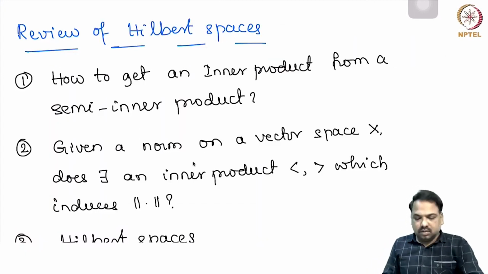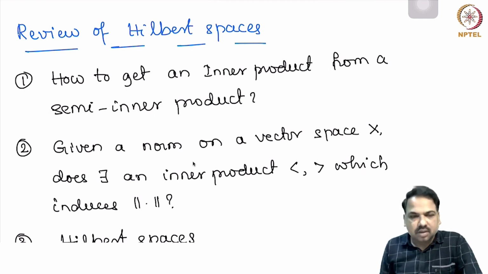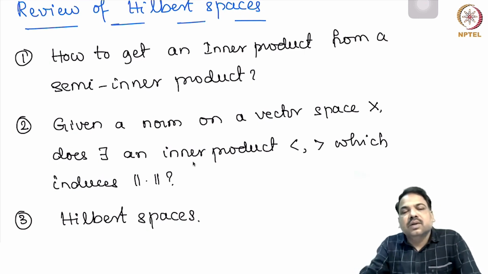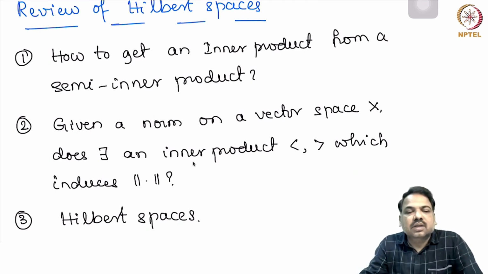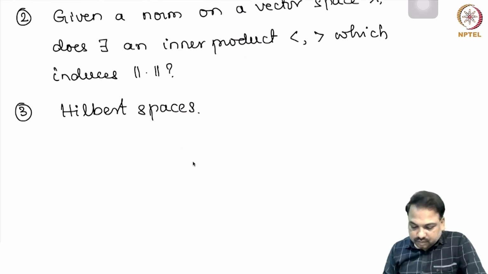Hi everyone. In the last two lectures, we have described semi-inner product spaces as well as inner product spaces. In today's lecture, we are going to discuss these 3 points. How to get an inner product from a given semi-inner product, that is the first question. And the second question is that given a norm on a vector space X, does there exist an inner product which induces the given norm? This is the second question. And we are going to discuss Hilbert spaces also. Let us come to question 1.